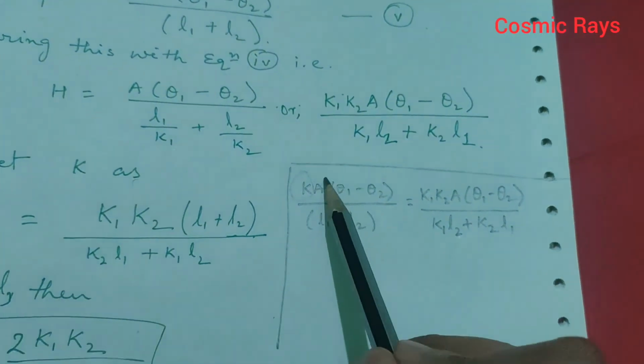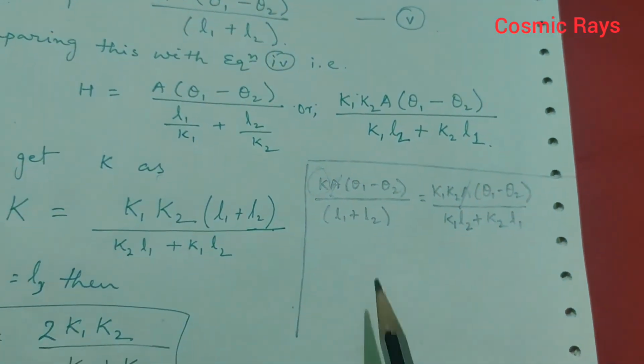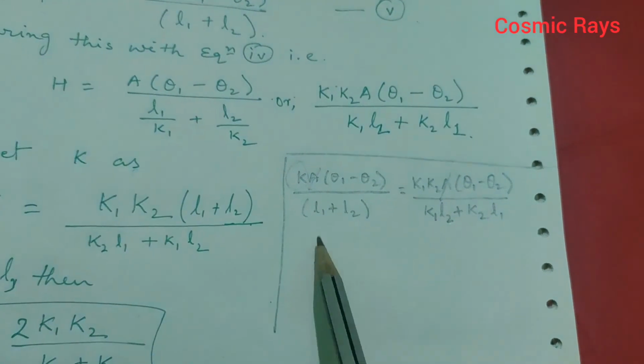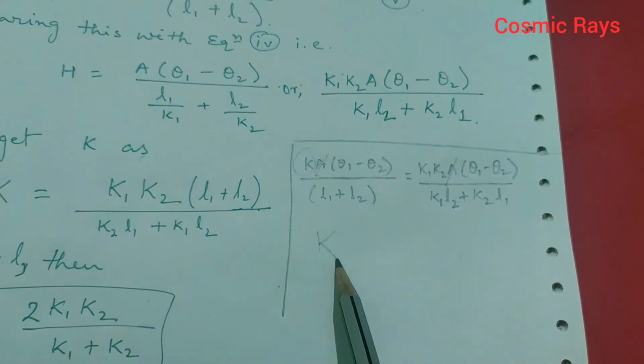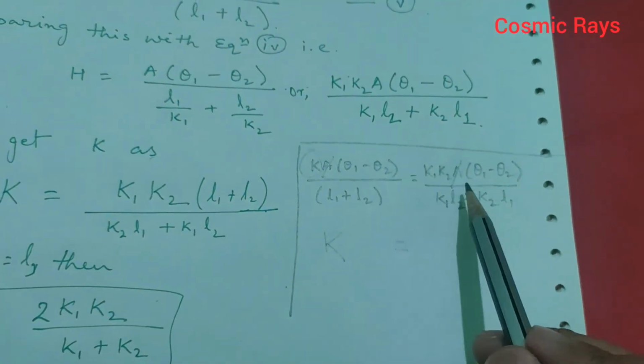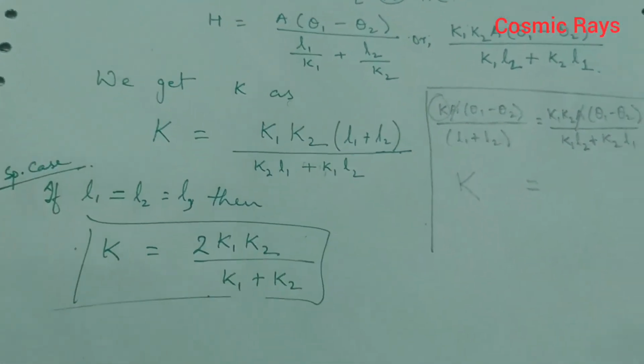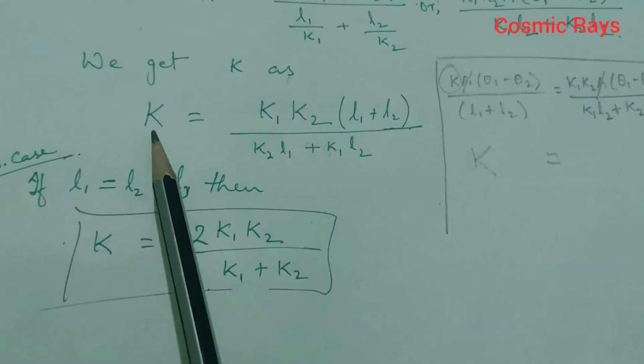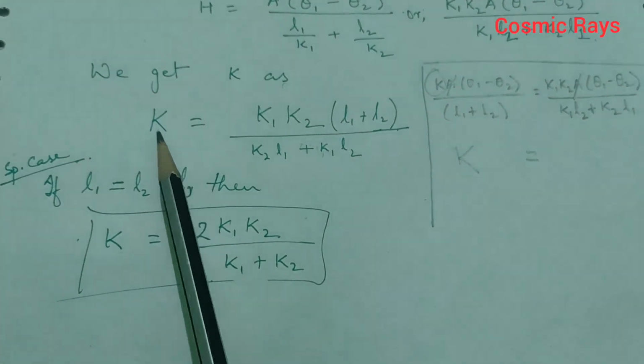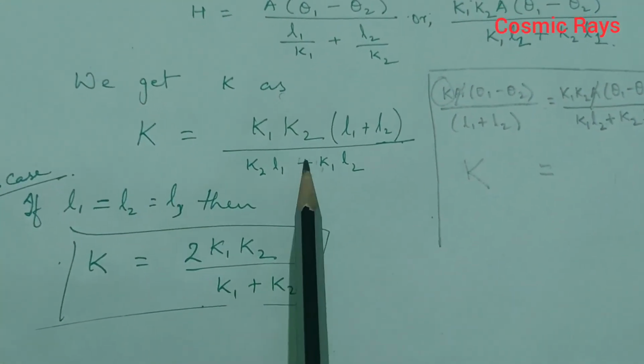So A and A will cancel out, and then to find the value of K, just keep K on one side and take the rest of the terms on the other side. Then you will find that you get this equation. So this is the value of K, that is the coefficient of thermal conductivity.